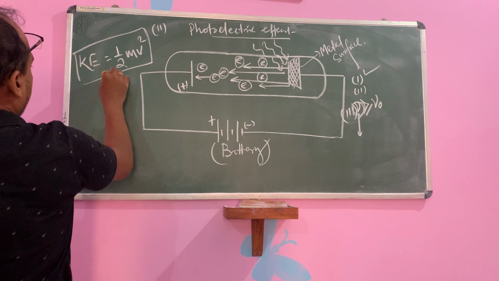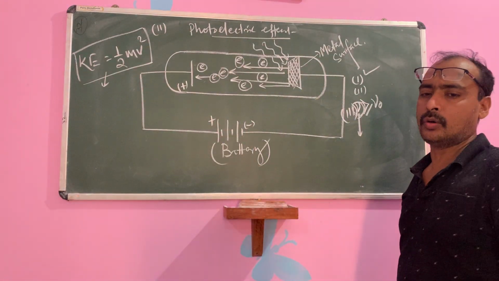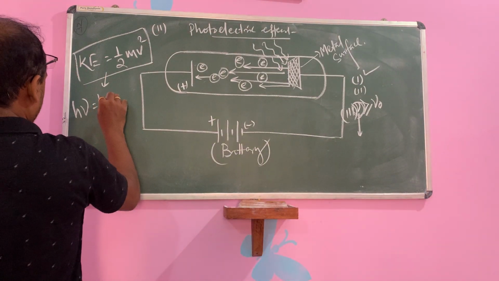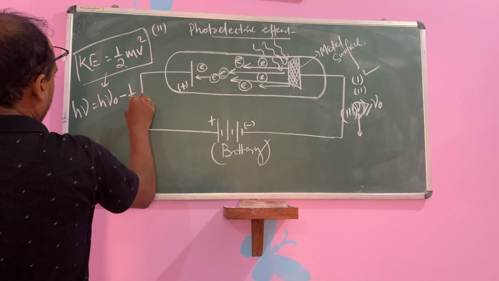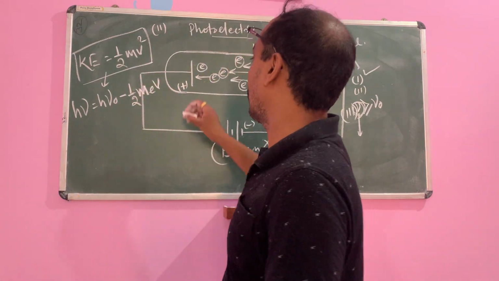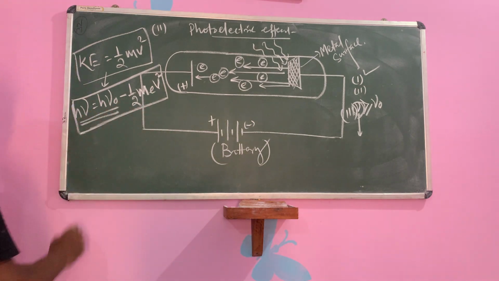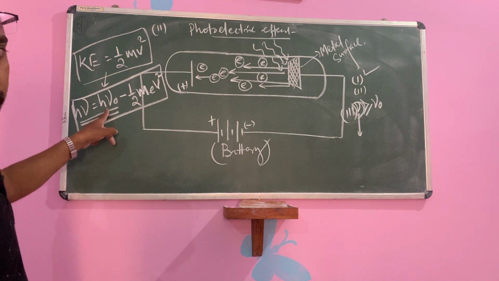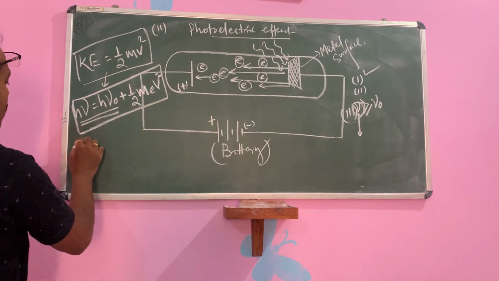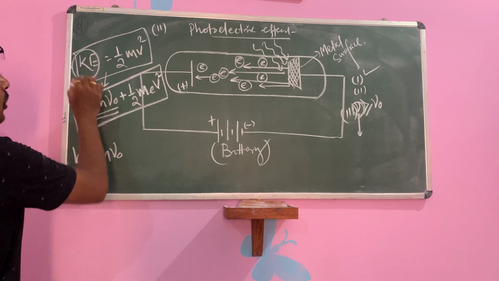We will substitute the value of energy. Energy, children, that is h nu, is equal to h nu zero plus half m_e v square. So h nu minus h nu zero is the kinetic energy of the electron.